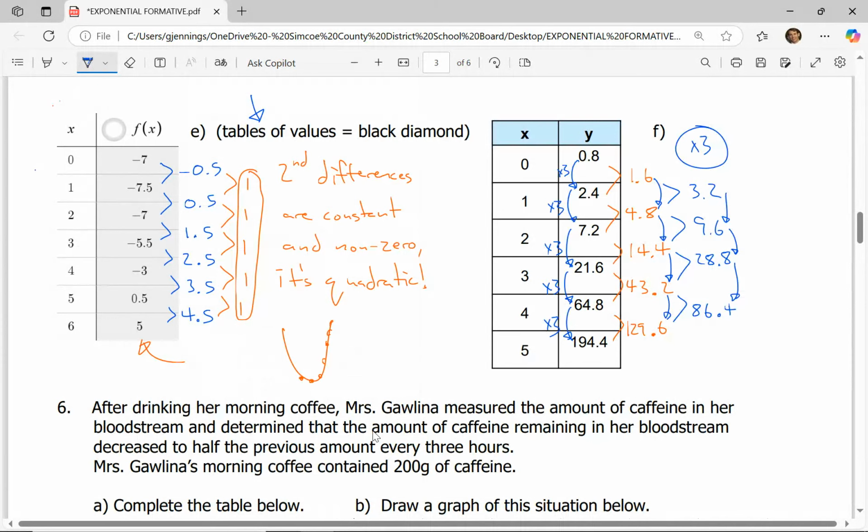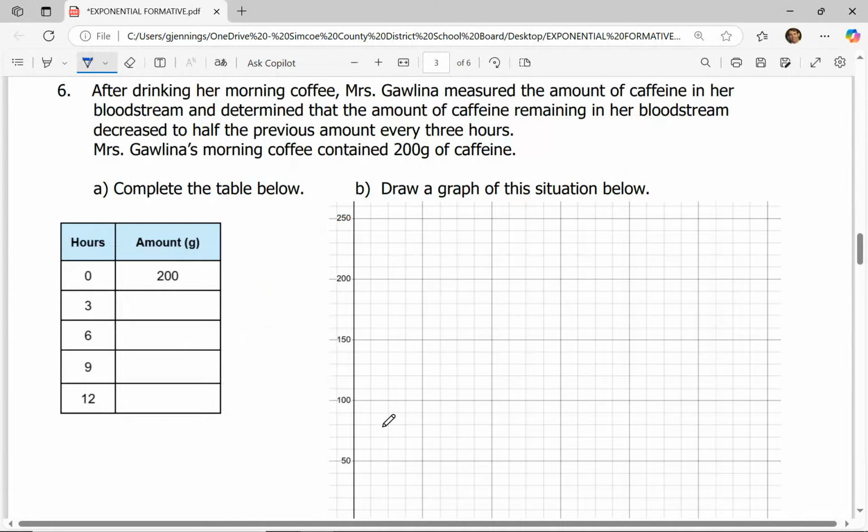All right, now we're looking at mescalina. Okay, this is green stuff. To start, we're gonna go black diamond with this idea. Okay, her morning coffee contains 200 grams of caffeine, and the amount of caffeine decreases to half the previous amount every 3 hours. Okay, so it's going to be 100 after 3 hours, 50 after 6 hours, 25 here, and 12.5 is half of 25.